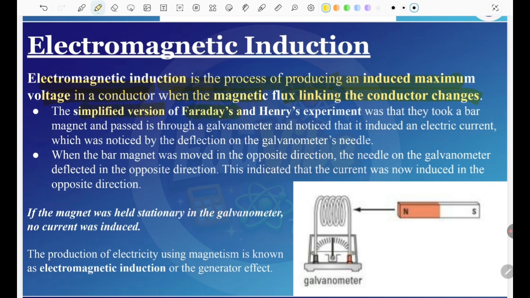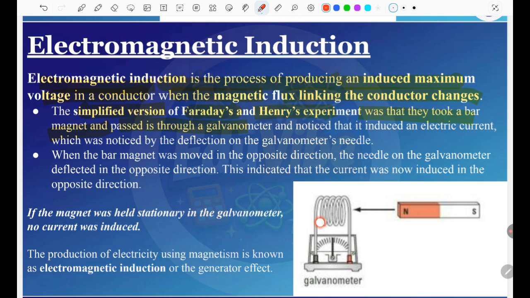The simplest version of Faraday's and Henry's experiment was that they took a bar magnet and passed it through a galvanometer. The galvanometer has a coiled wire on it. And when we put that magnet into it, something happens which leads to an induced voltage in the conductor. The meter shows the induced voltage when they put that magnet into it.